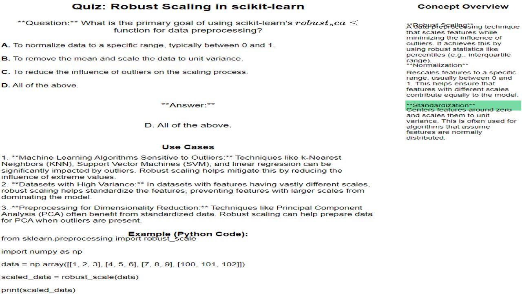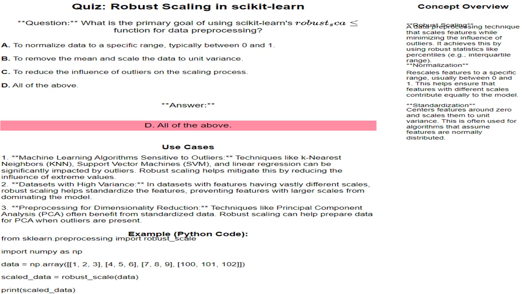True. Robust scaling's main purpose is to minimize the impact of outliers. It uses robust statistics like percentiles to achieve this. The answer D, all of the above, is marked true: robust scaling achieves all of these goals, normalization, standardization, and outlier mitigation. It uses robust statistics to address outliers, which inherently results in normalization and standardization as well.